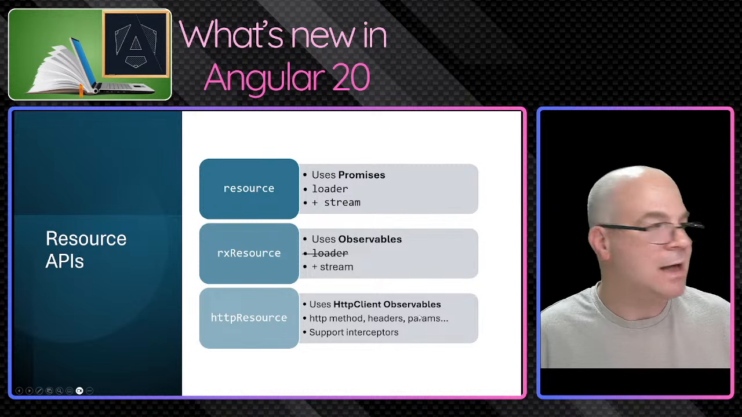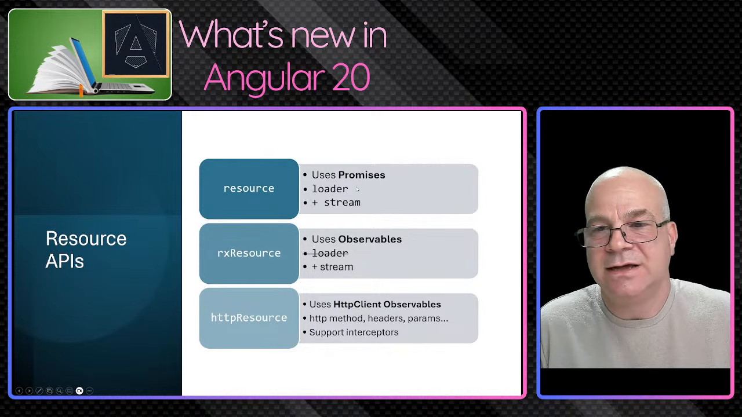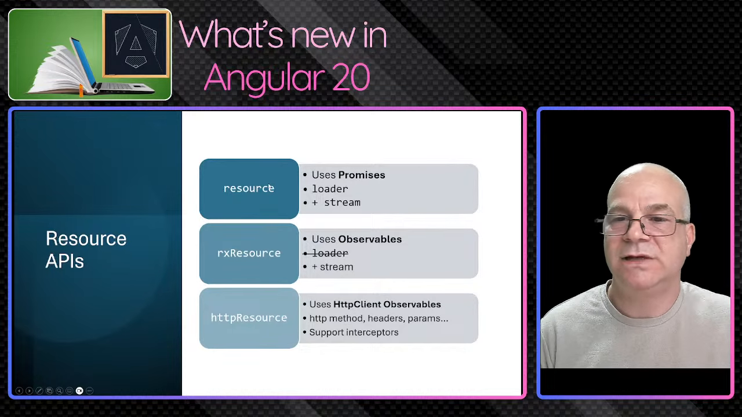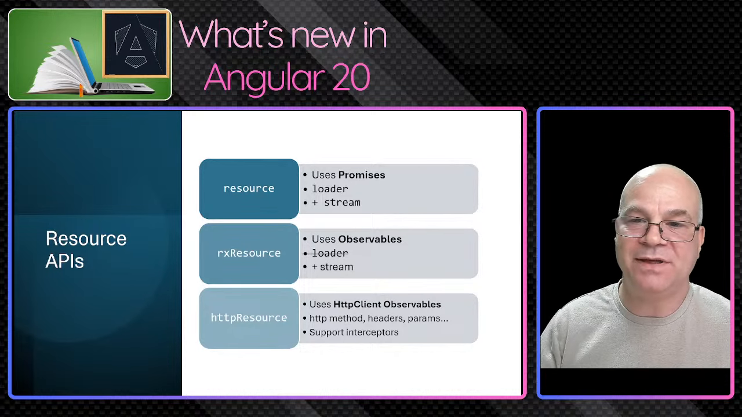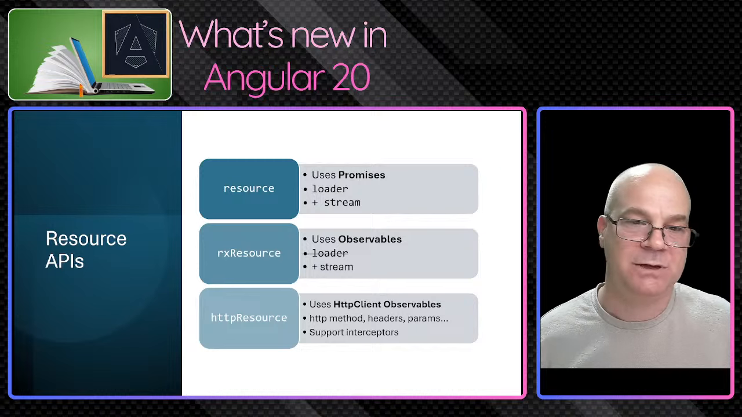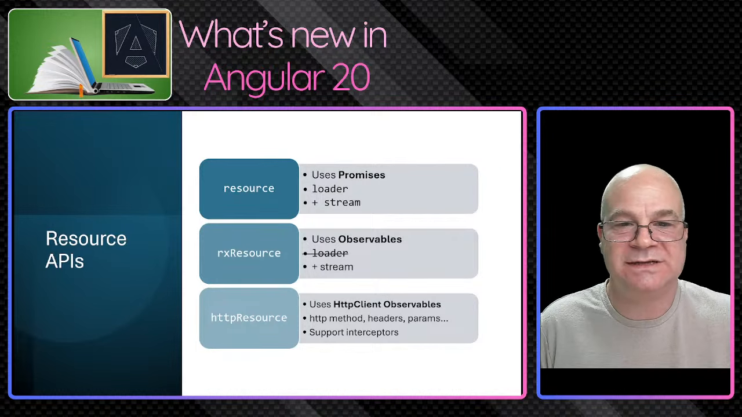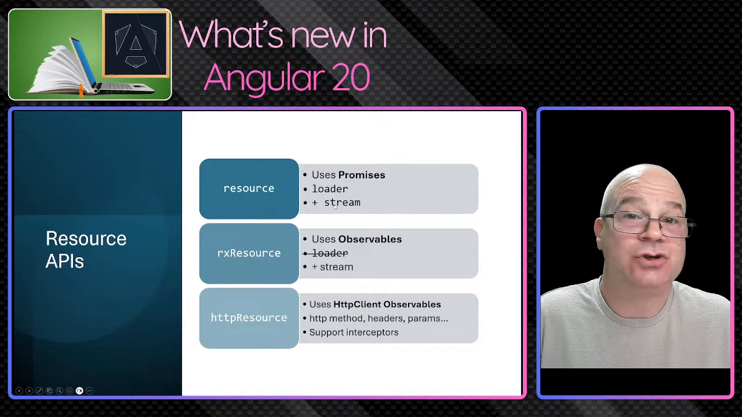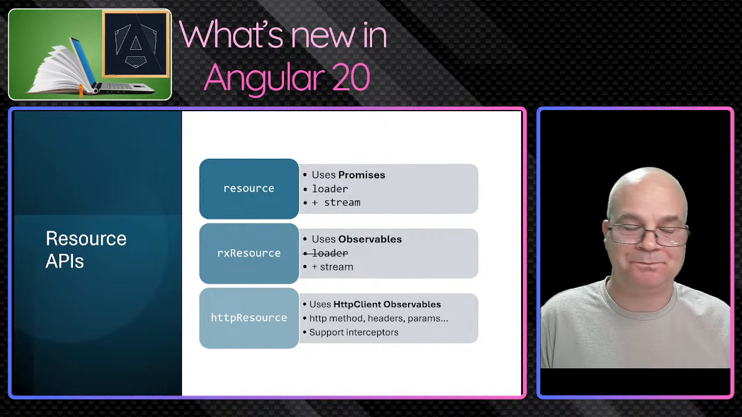For example, with promises. The resource API comes to bridge the gap between signals and promises, so it relies on promises. And one of the things that was added is the ability to stream. So what does it mean to stream?